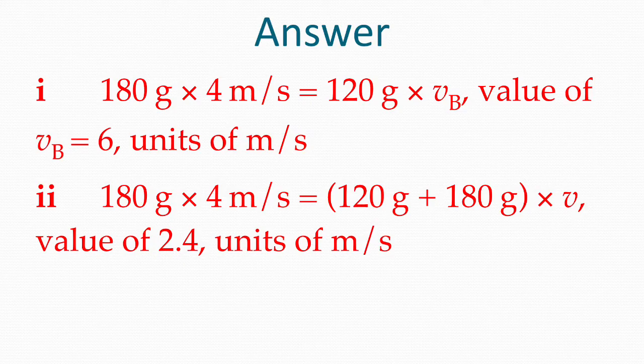In the second example, you start off exactly the same, finding the total momentum in the system by multiplying the velocity by the mass for trolley A, and then you need to divide that by the total mass of trolley A and trolley B. That will give you a total speed of 2.4 meters per second.